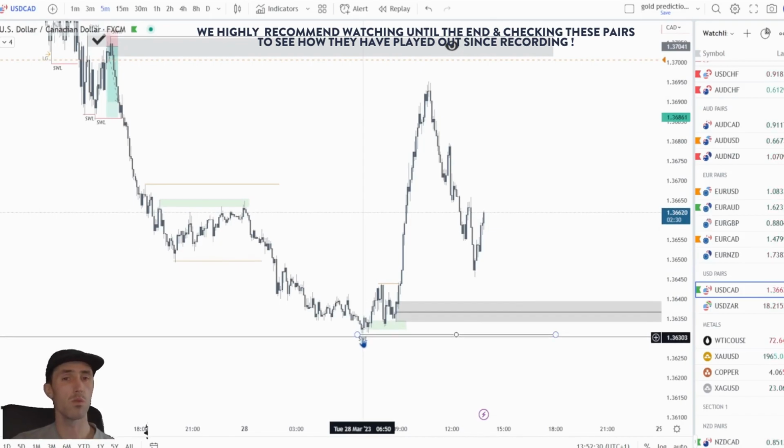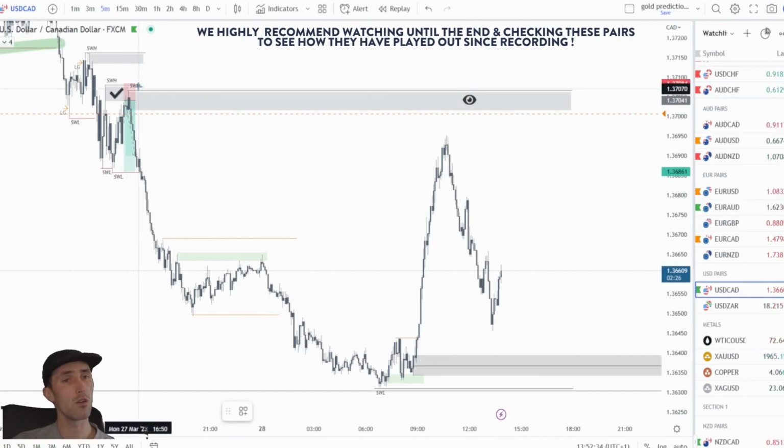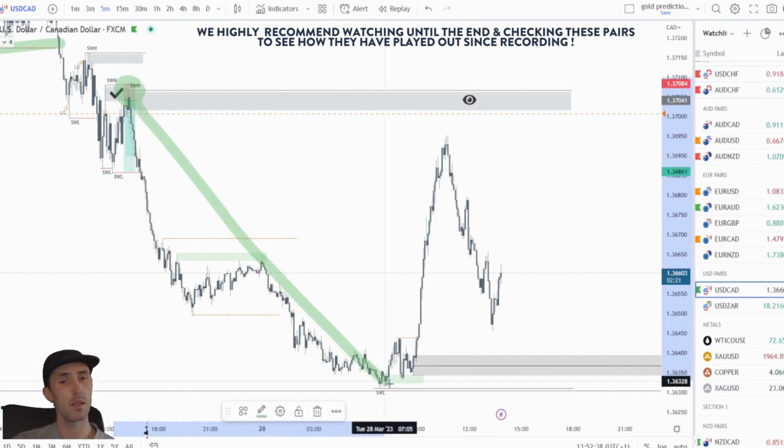Now, why would we expect this low to be run? Number one, we're still playing below the previously formed high, and we're inside of the previously formed low. So we know that that is the range that we're playing inside of currently.